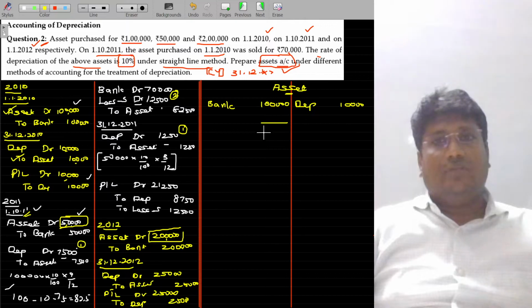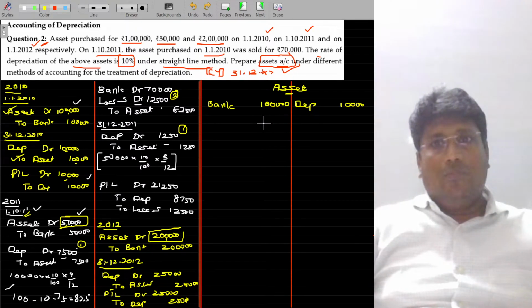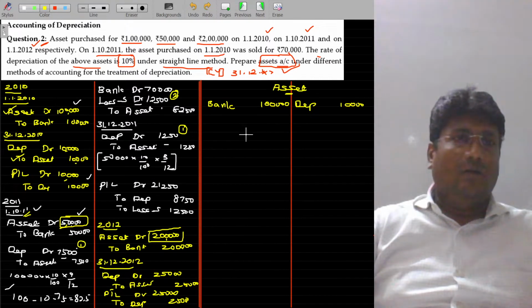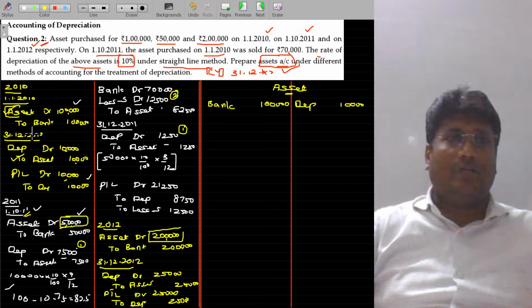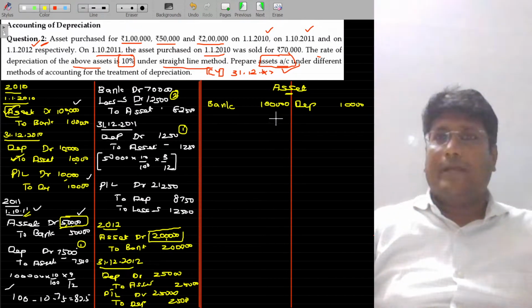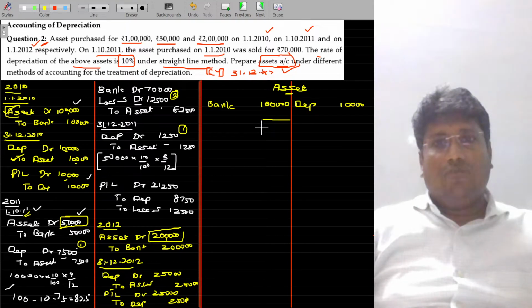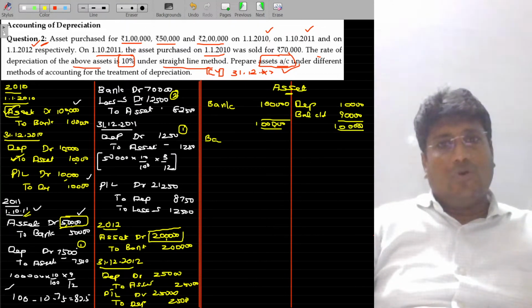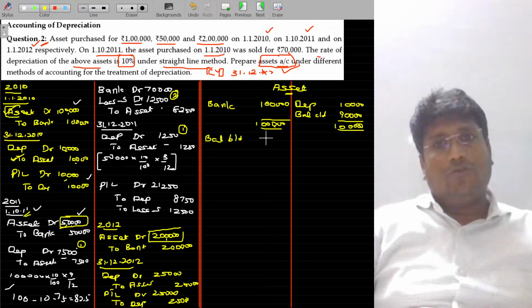Then you have to close it off on the same date. I am posting only the asset account. On tallying this, for the first year I have to close it off. On closing, you will get the closing balance, 90,000 rupees. Balance carried down, and here it is balance brought down, 90,000.